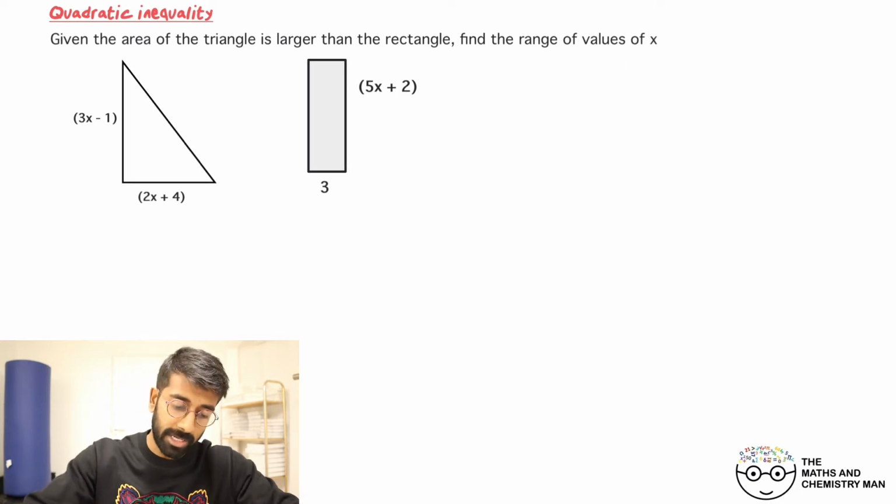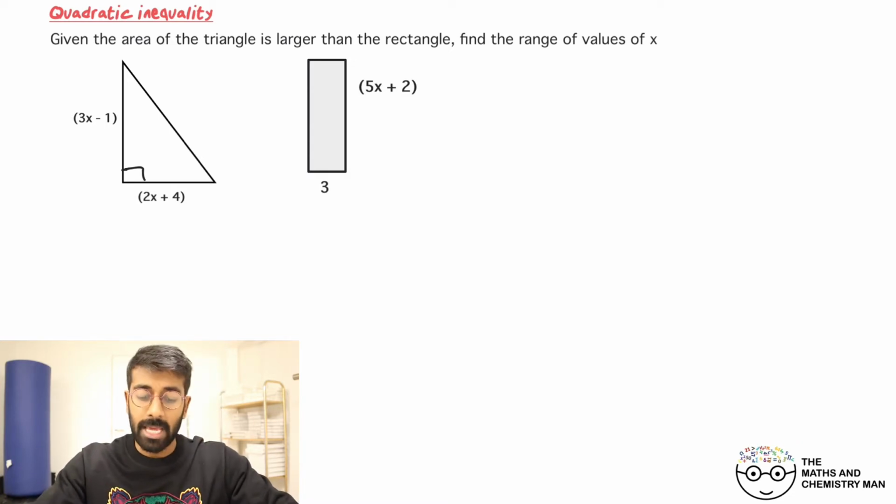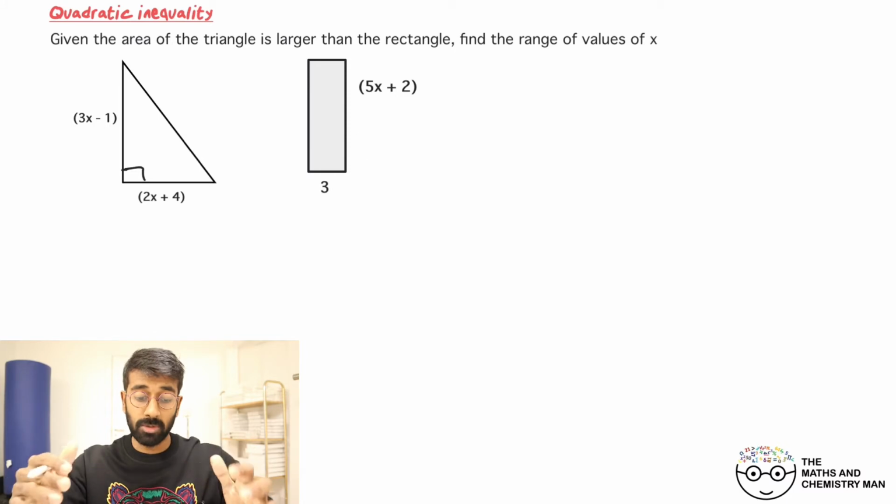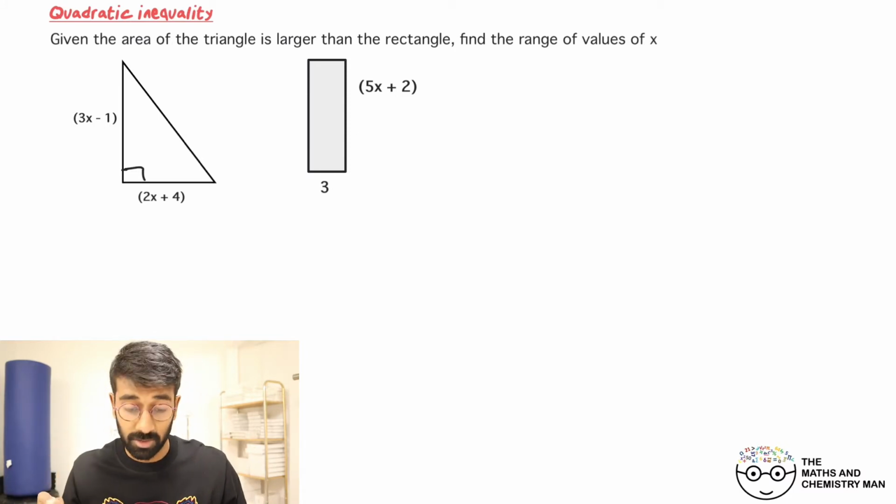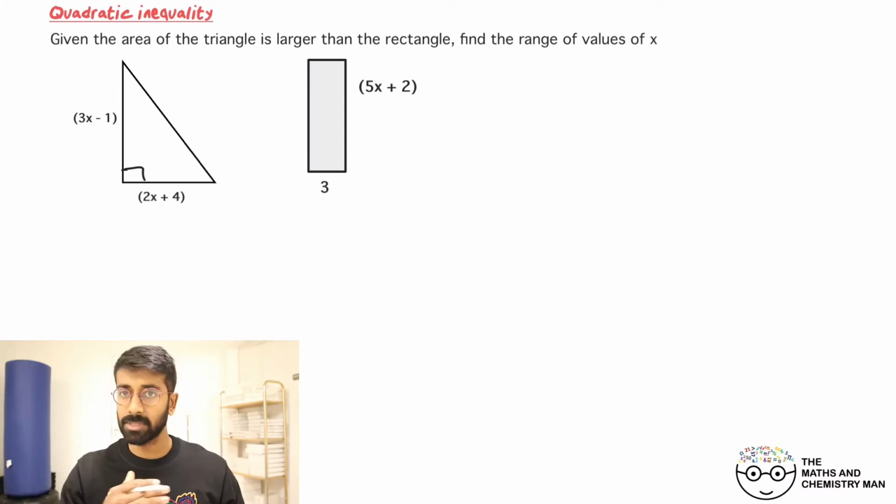So here we go. We've got this triangle here. I've given you both the sides. I'll put in a right angle here as well. There you go. So that's right angled. And then we've got this rectangle here. And what we're told is that the area of the triangle is larger than the rectangle. You've got to use that, set up some inequality, and see how we go. Good luck. I'll catch you in a few seconds.